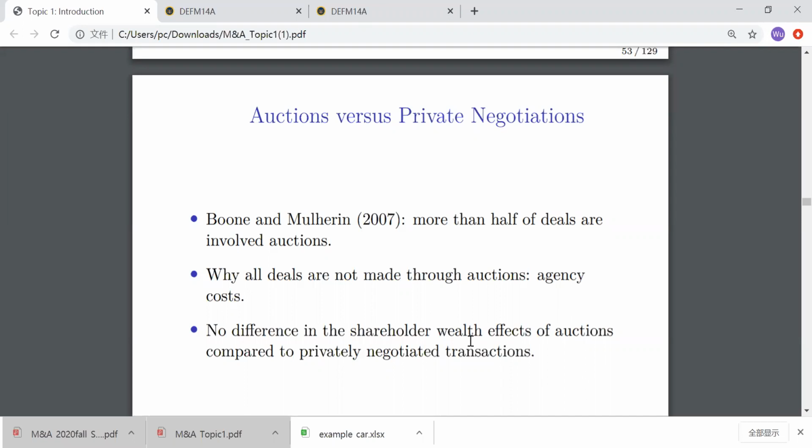Last time I went through a brief introduction of the M&A process and also what a merger agreement is and what will typically be included in the merger agreement. We also went through an example filing. And last time we stopped right here. Basically, we talked about what an auction deal is and what a one-to-one negotiation deal is.